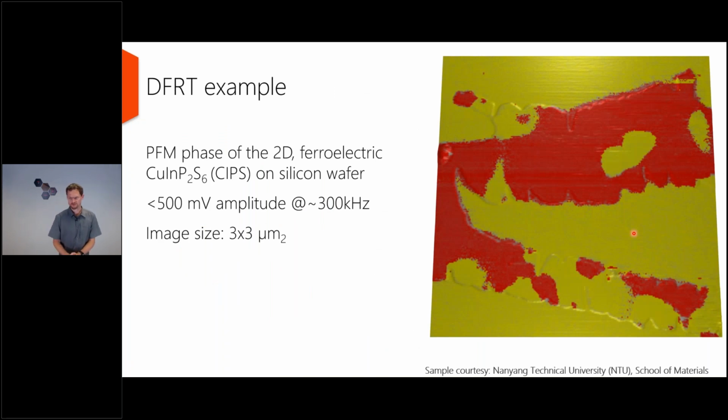One short example of this is the same sample that I showed before, and there I used 3 volts of amplitude of resonance. Here I'm now using only 500 millivolts about, or a bit less. And you still get a very nice phase contrast between the oppositely polarized domains. Frequency is again around 300 kilohertz because now I'm doing resonance tracking, so I don't have a fixed frequency, and image size is also here 3 micrometers.